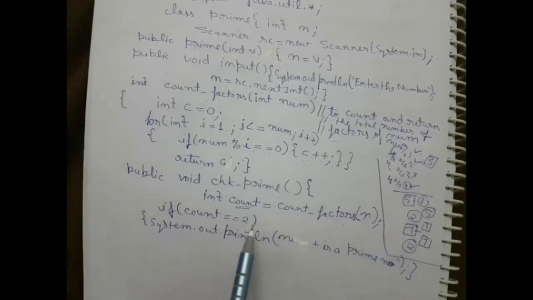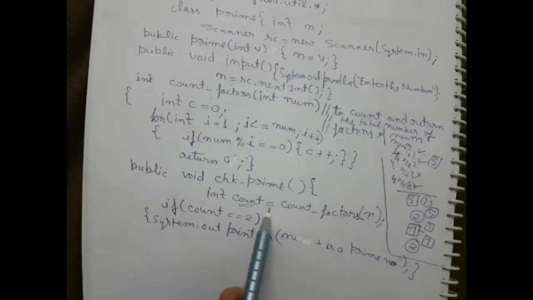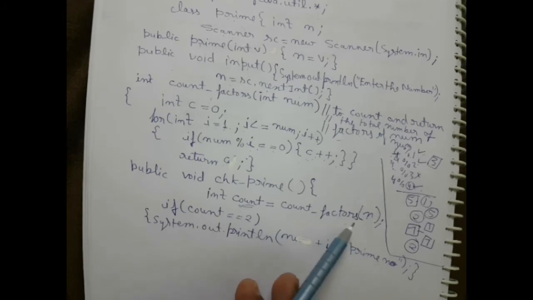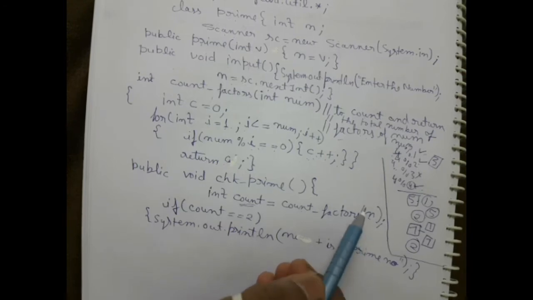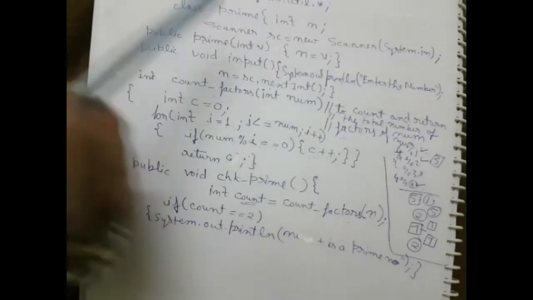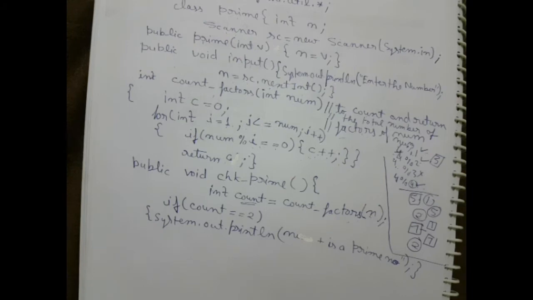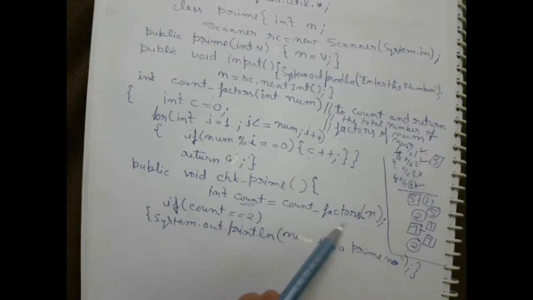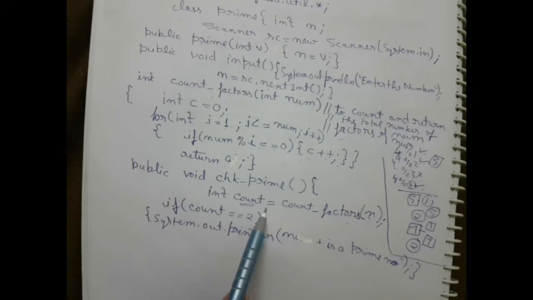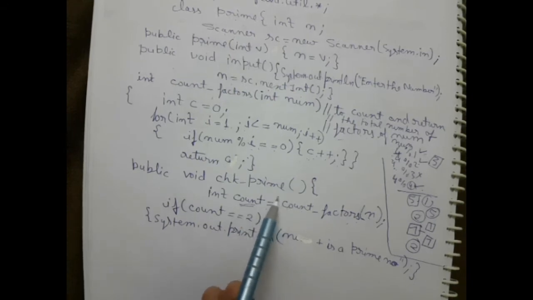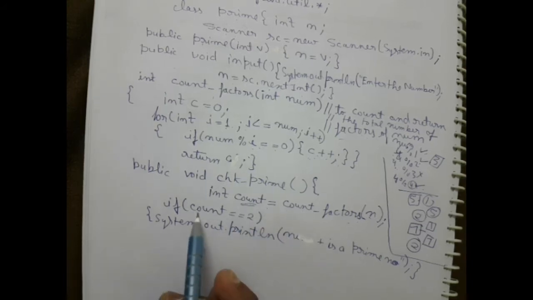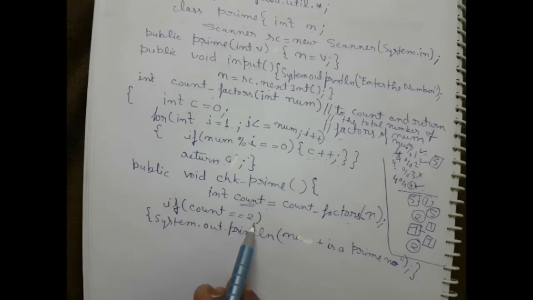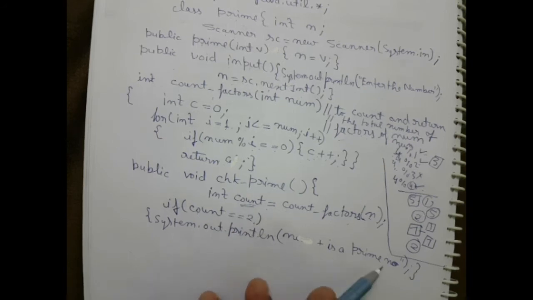So here students, we observe that we call the function count_factors and we pass n to it. N is our data member. You can see here n is a data member which we have declared. So when we pass n, it returns the count. How many factors are there? C will be returned, so that c's value will be stored into count. And then we check if count equals 2, then n is a prime number.